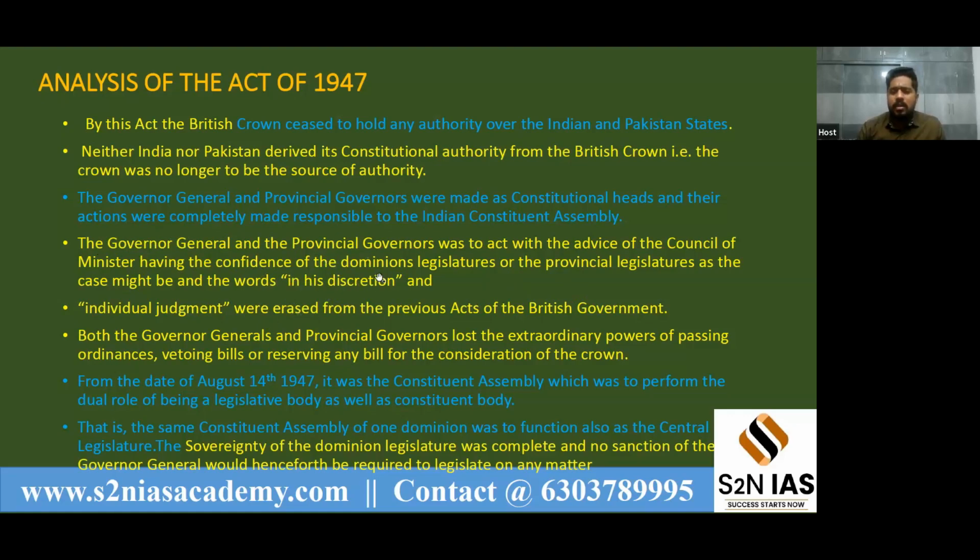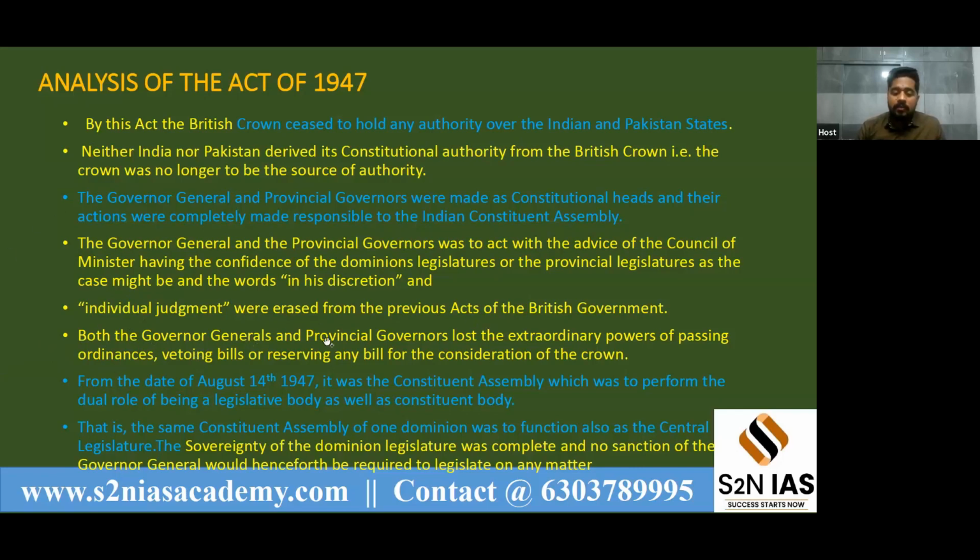So the discretionary terms and the authoritative terms will be removed. Individual judgment was erased from the previous acts of the British government. Yes, the discretions, individual judgments, veto powers, everything will be erased. Both the Governor General and provincial governors lost the extraordinary powers of passing ordinances, vetoing bills, and reserving any bill for the consideration of the Crown. Why? Because they are leaving India very soon. So no need for any ordinance, any bill, any veto, etc.